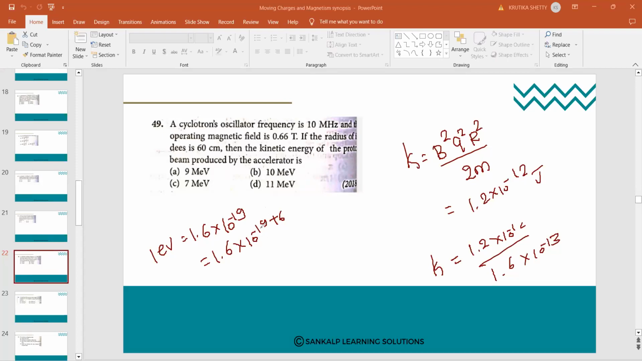So if you cancel here minus 19 plus 6, it is 1.6 into 10 to the power of minus 30. So if you do that, the kinetic energy will be almost 7.5 or something like that.